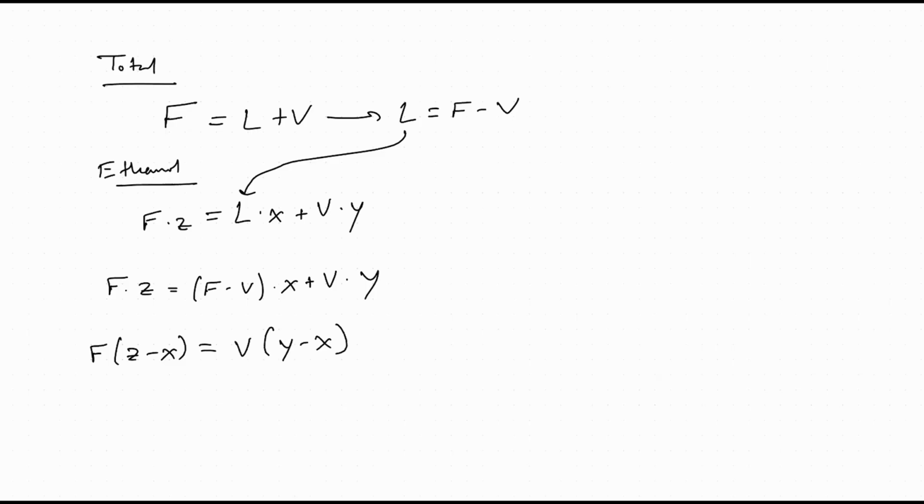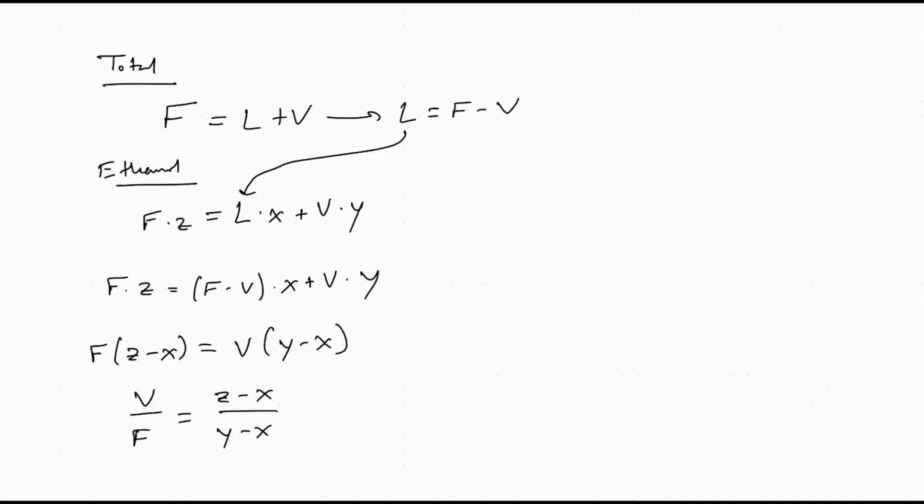So we get F times (Z minus X) is equal to V times (Y minus X). And then moving F to the other side, we get V over F is equal to (Z minus X) over (Y minus X). You'll identify that this V over F is our vapor fraction. It is the fraction of moles in the vapor. Okay, and so that's the derivation.